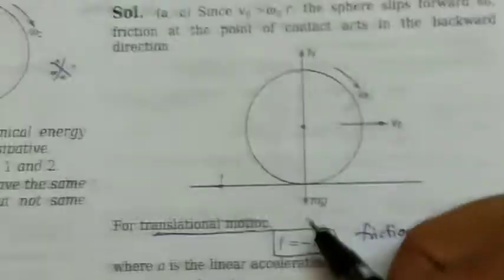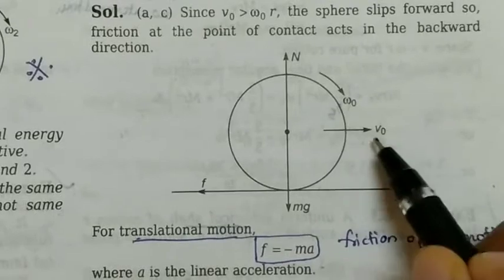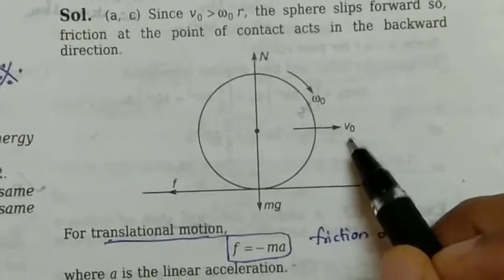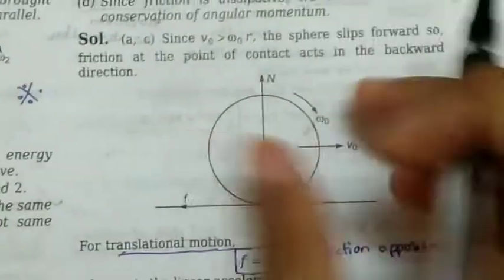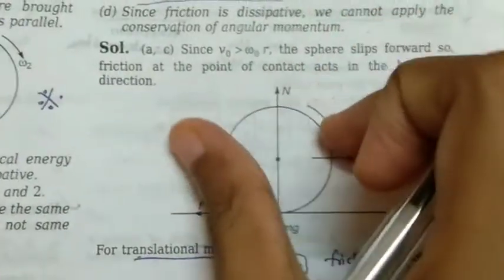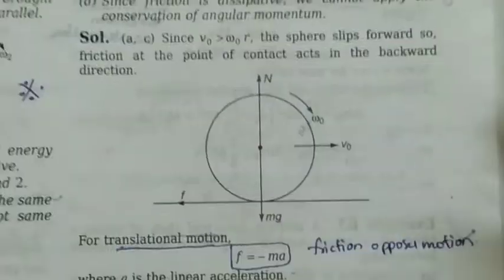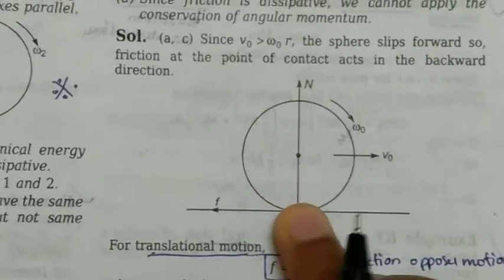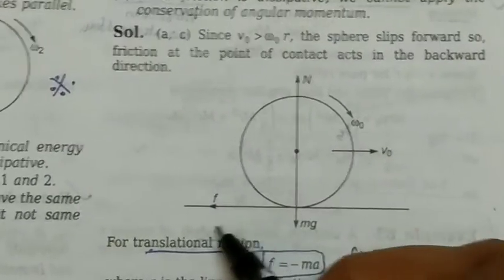So this is the free body diagram of the sphere. The sphere is moving in this direction, so as given in the question, it has translational velocity v naught, and it is rotating with omega naught. It is rotating like this, and it is moving in the forward direction, and it is slipping also in this direction. So the frictional force would be in the opposite direction.